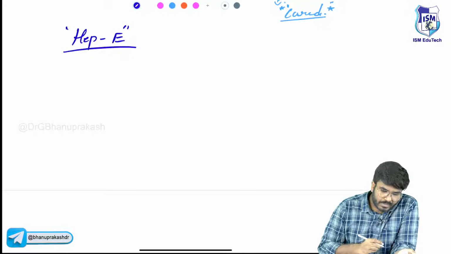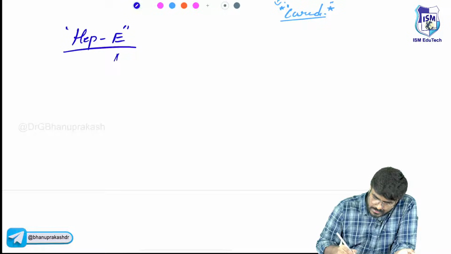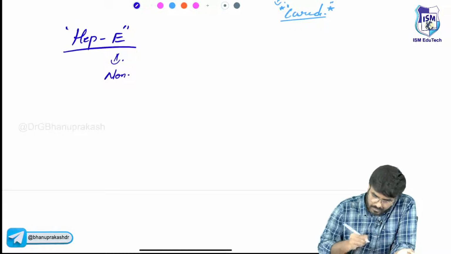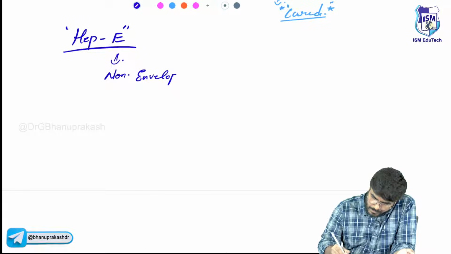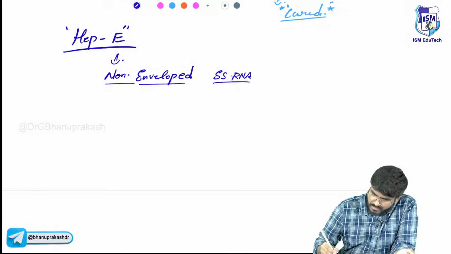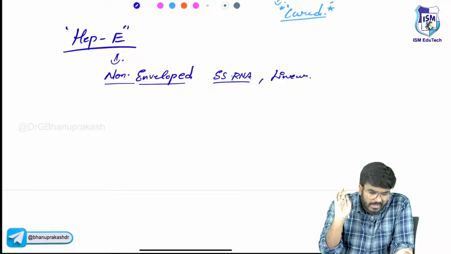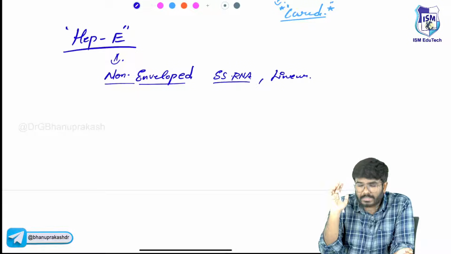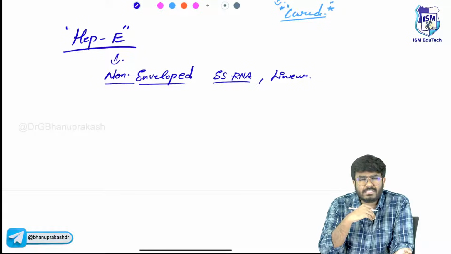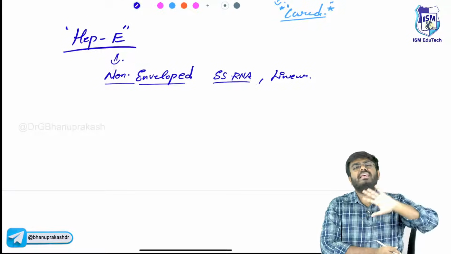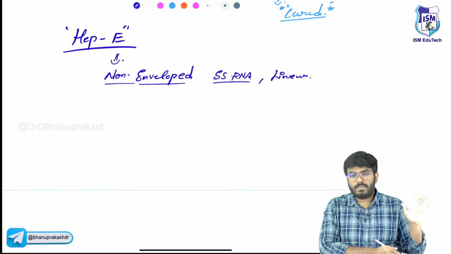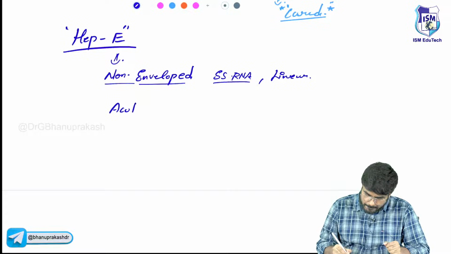So hepatitis E, what kind of virus is it? It is also a non-enveloped ssRNA virus that is linear. Linear RNA, not circular. Regarding hepatitis E, how do you get it? By which route? Fecal-oral route? Sexually transmitted? IV drug abuse? From mother to child? Same as hepatitis A, sir. It is also going to cause acute hepatitis.